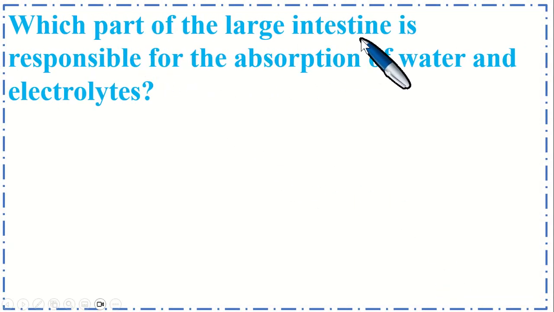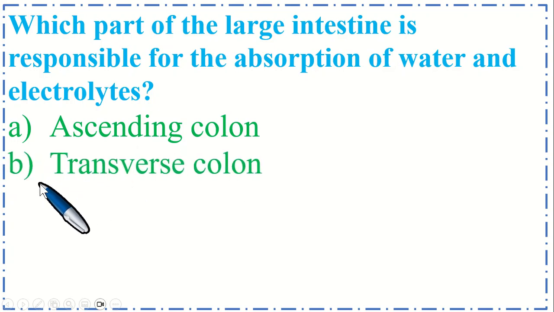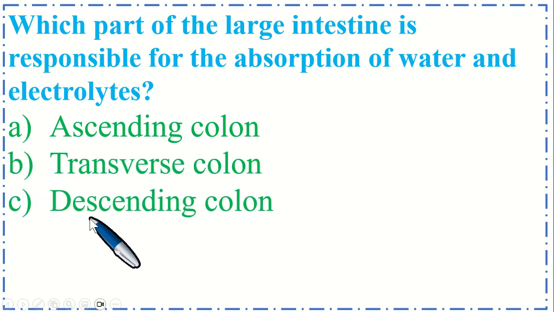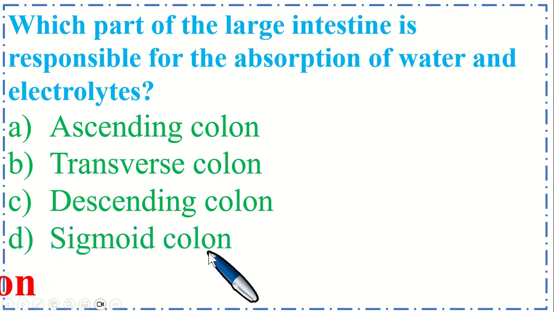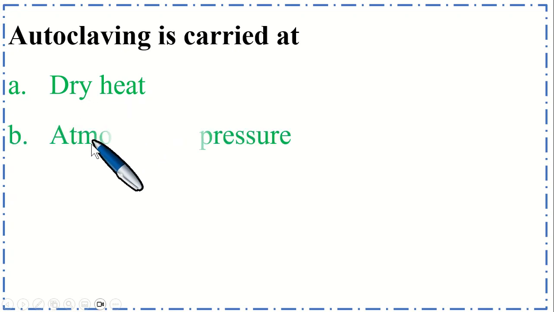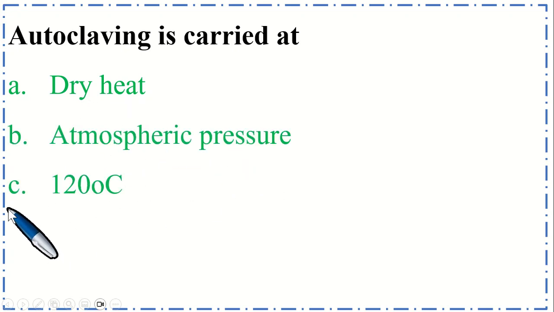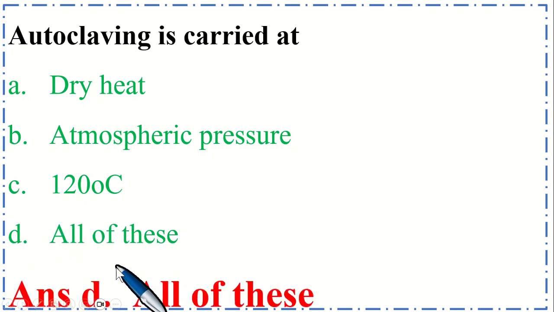Which part of the large intestine is responsible for the absorption of water and electrolytes? Option A, ascending colon. B, transverse colon. Option C, descending colon. And option D, sigmoid colon. So the correct option is A, ascending colon. Autoclaving is carried at option A, dry heat. B, atmospheric pressure. C, 120 degrees centigrade. And option D, all of these. So the correct option is D, all of these.